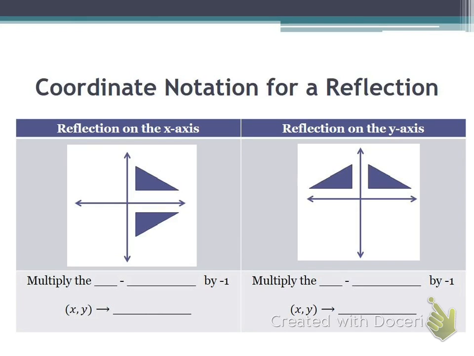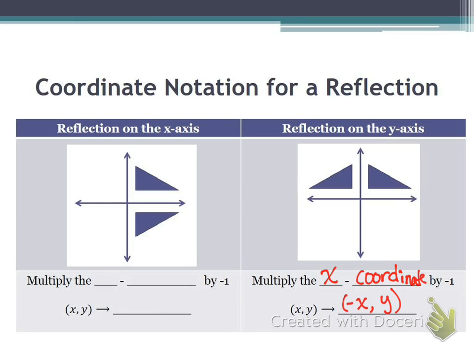So here are the rules stated out a little bit neater. So let's start with reflection in the y-axis because that's what we just did on that example. So which coordinate got multiplied by -1? The x coordinate. So for a reflection in the y-axis, we multiply the x coordinate by -1. So it becomes -x, comma y. The y stayed the same.